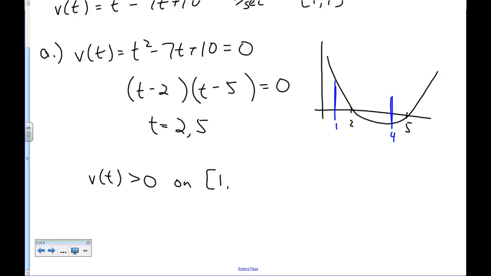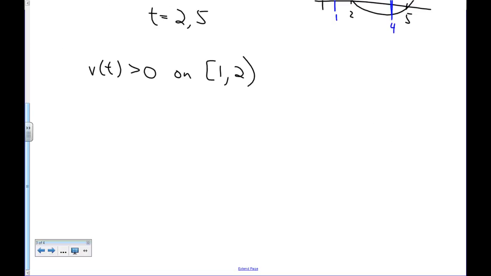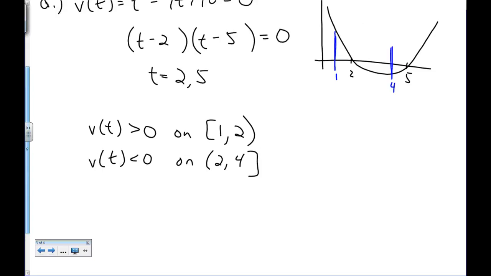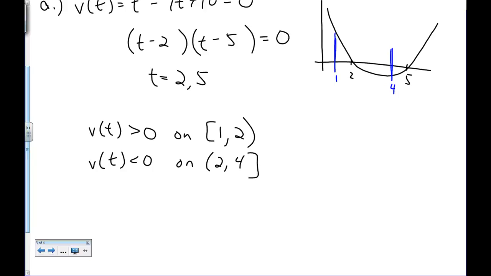that v of t is greater than 0 on the interval from 1 to 2, and it's not including 2 because at 2 we're equal to 0, not greater than 0. And v of t turns out to be less than 0 on the interval from 2 to 4. And again, not including the 2 because, of course, at 2 we were equal to 0. All right, so that's part A.